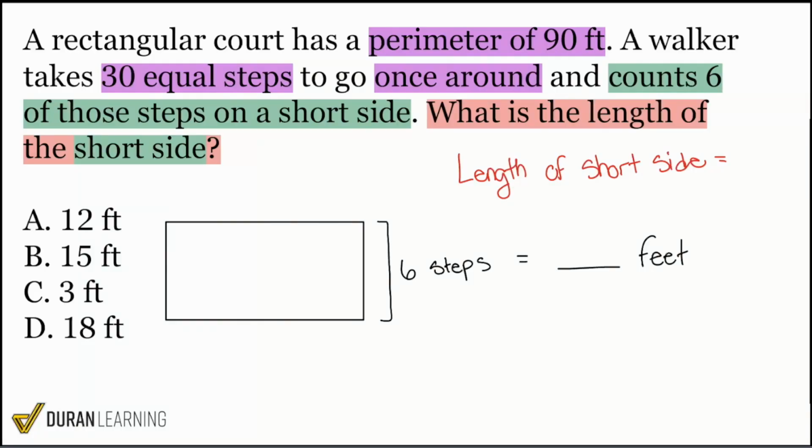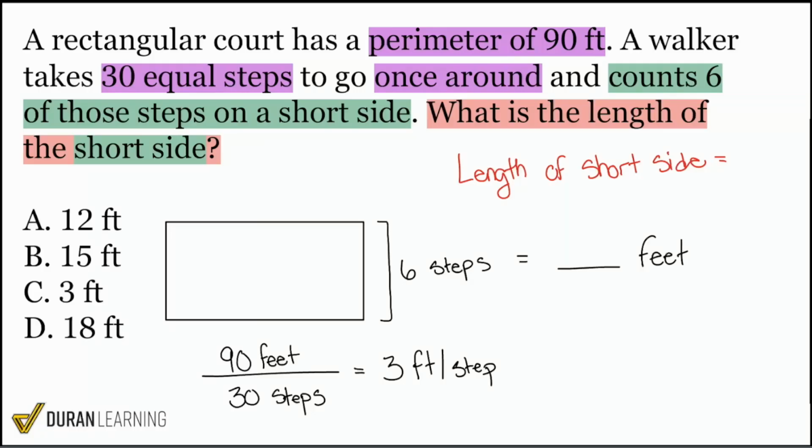So guess what that helps us do? It means that if the whole perimeter is 90 feet and I divide this by the 30 steps, guess what this turns into, everybody? What is 90 divided by 30? Who can tell me that? 90 divided by 30, that's going to be 3. Exactly. So what we end up getting here is 3 feet per step. So every step is 3 feet.